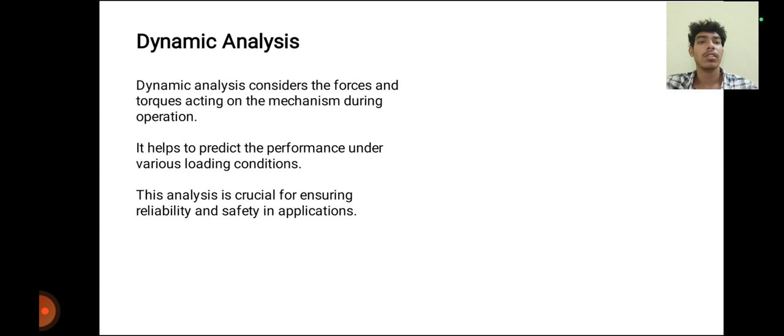Dynamic analysis. Dynamic analysis considers the force and torque acting on a mechanism during operation. It helps to predict the performance under various loading conditions. This analysis is crucial for ensuring reliability and safety in applications.